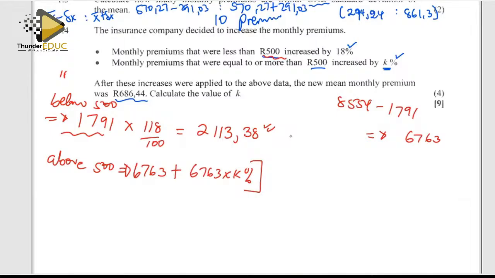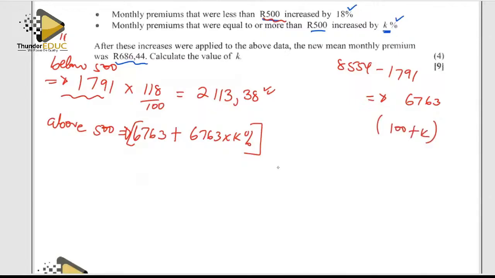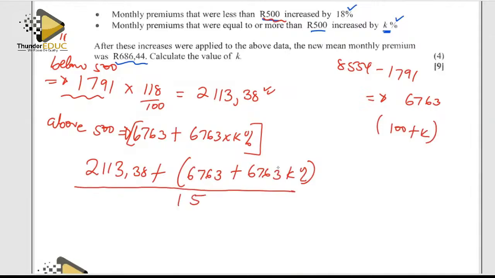Alternatively, you'll have 100 plus K and then you multiply this with the entire thing, you'll end up still with the same thing. Then after getting this, I need to add the two and try to find the mean. So I'll have 2113.38 plus the 6763 plus the 6763K%. And then I'm going to divide this by 15 and equate it to the new mean, which is 686.44.